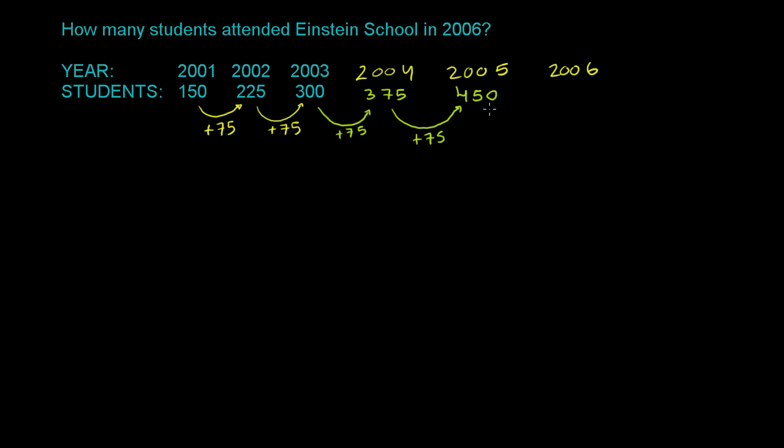And we're almost there. Let's add a final 75. 75 plus 450. If you add 50, you get to 500. So it's another 25. So it's 525. So that would be the answer to our question if we assume the pattern continued, that 525 students attended Einstein School in 2006.